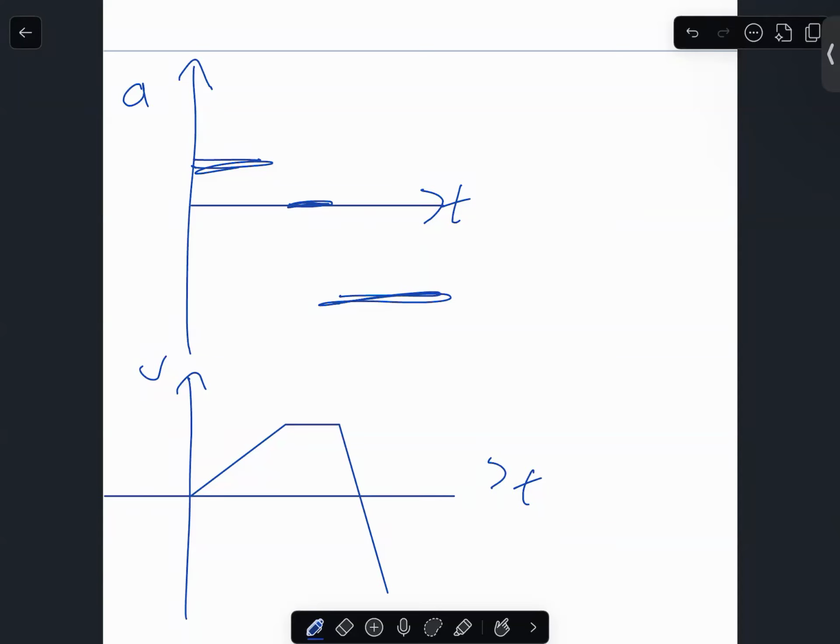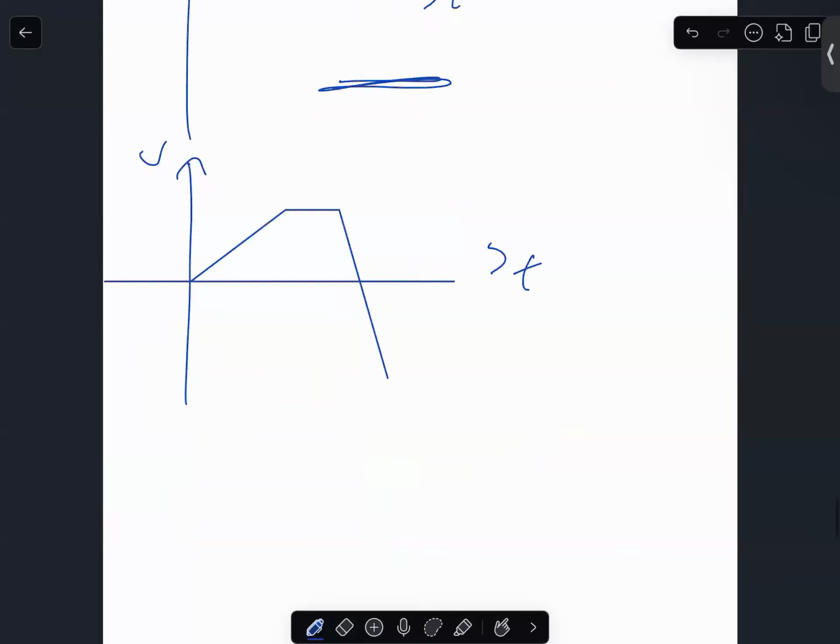Can you do this? Yeah. If you have a changing slope, if you have a curvy velocity graph, then the acceleration graph will not be piecewise constant. I'm not going to give you accelerations that aren't piecewise constant. Maybe that's easy. However, I will give you position graphs that are not piecewise constant.